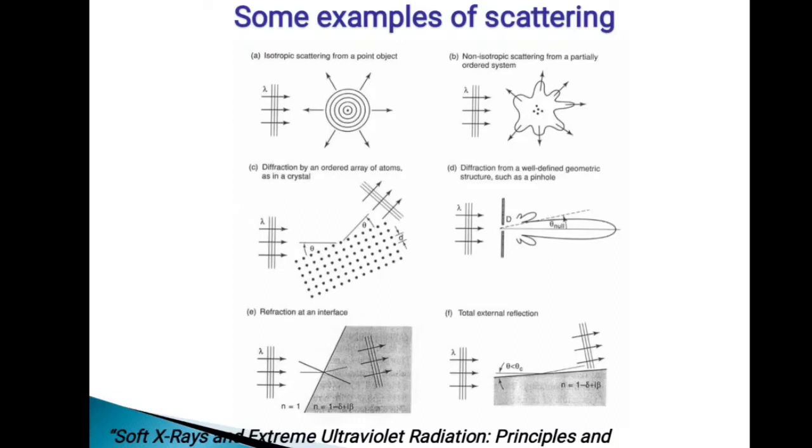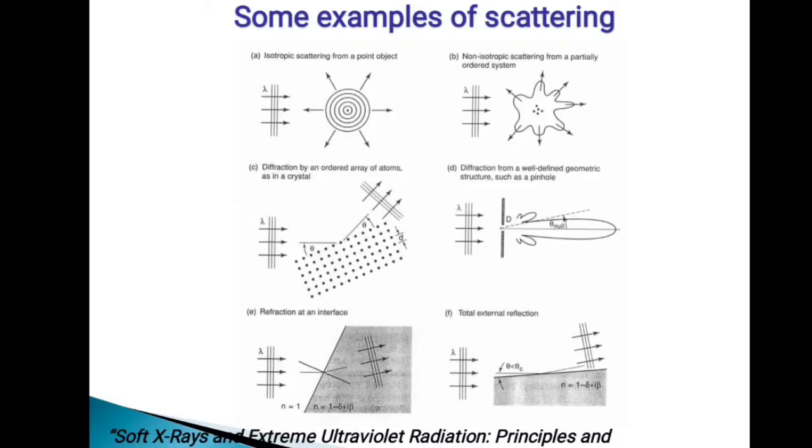It is the partially ordered system. At the edges of the partially ordered system, the scattering is produced. In the next image, image C, there is diffraction by an ordered array of atoms as in a crystal. If it is a crystal-like particle, how does the scattering happen? It happens in opposite directions. It hits and comes back in the opposite direction.